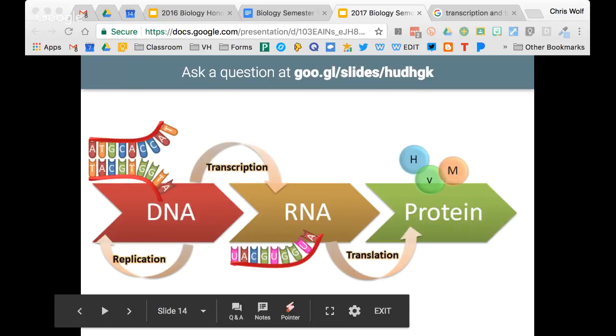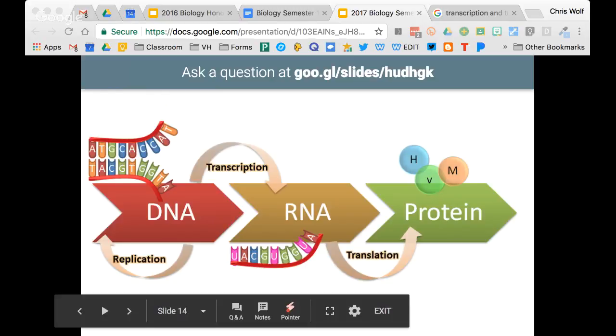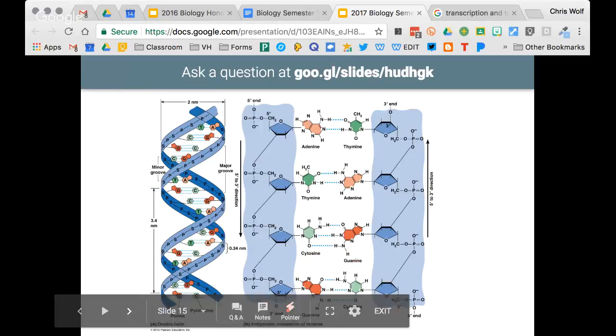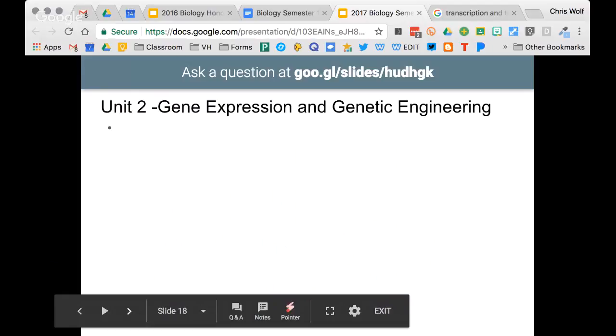All right, any more DNA protein synthesis questions before I move on to gene expression? I know there's been some questions. Someone just popped a question about pGlow, so we'll talk about that. All right, gene expression, genetic engineering.